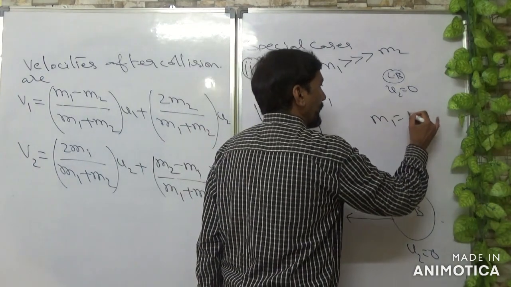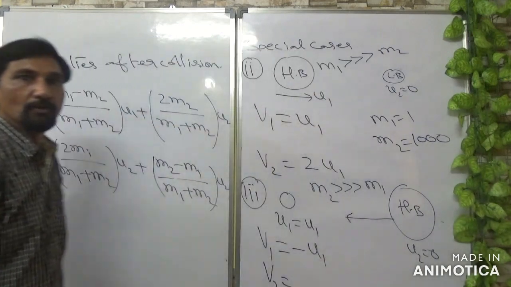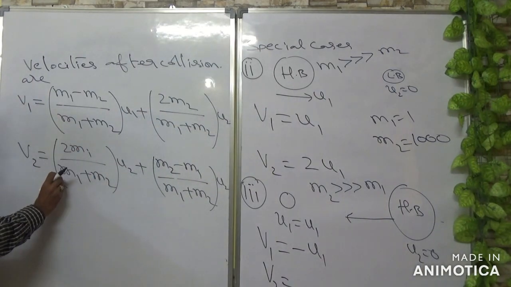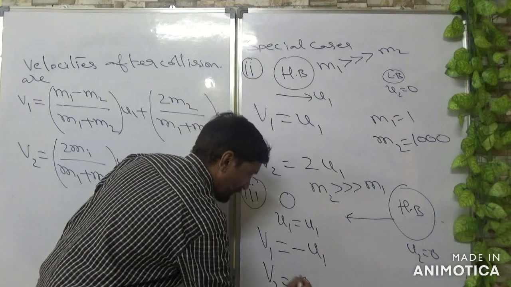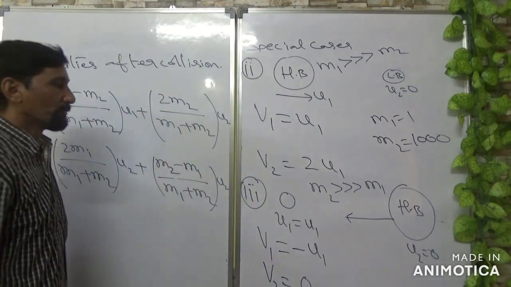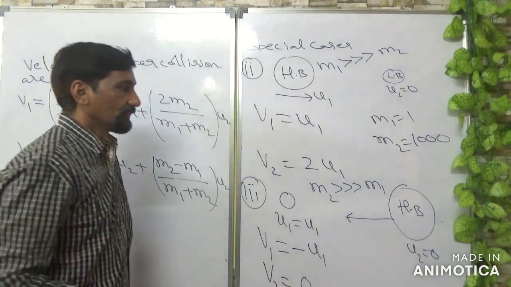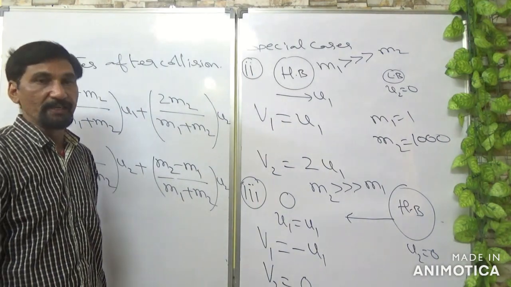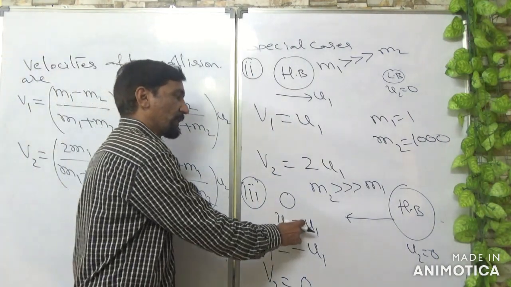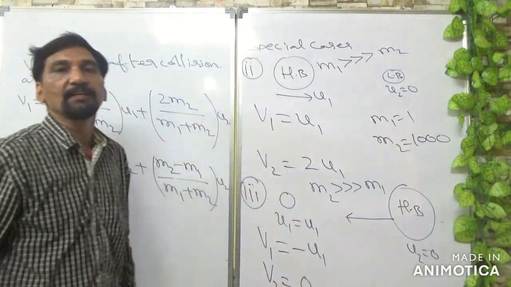I am taking the lighter as 1 to understand the concept, and the heavier as 1000. So 2 into 1 by 1000 plus 1, which is almost 0. That is why this velocity is 0. That means when a lighter body hits a heavier body, there is no change in the velocity of the heavier body, and the lighter body comes back with almost the same velocity in the opposite direction.